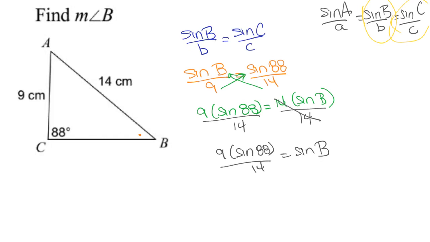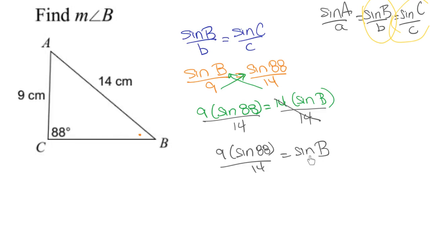We ran into problems just like this when we were talking about trigonometric ratios and SOHCAHTOA. The second part of that lesson was finding those angles. So we need to get angle B all by itself.